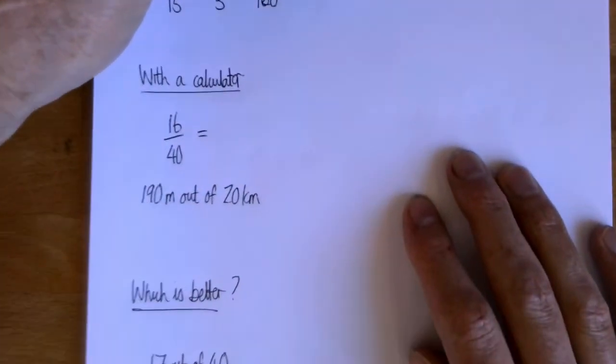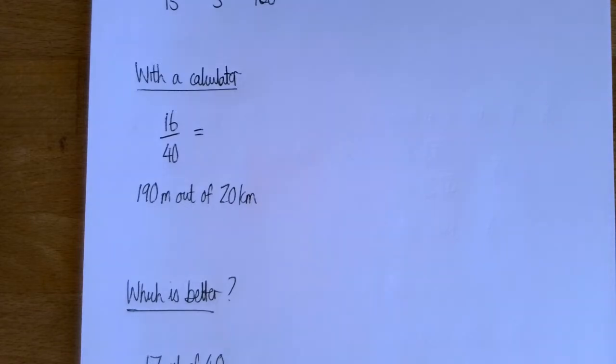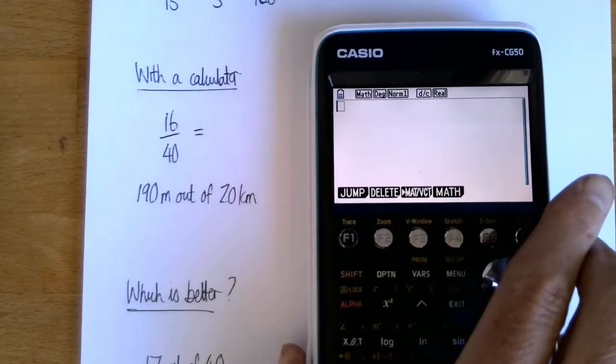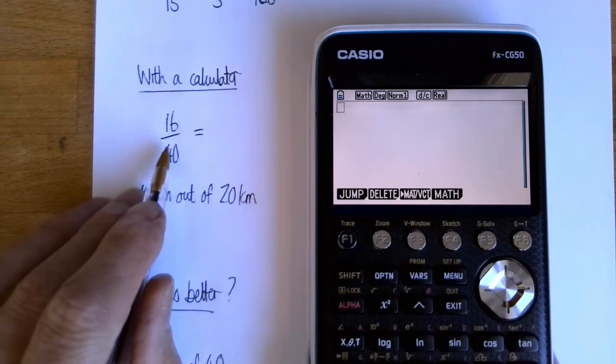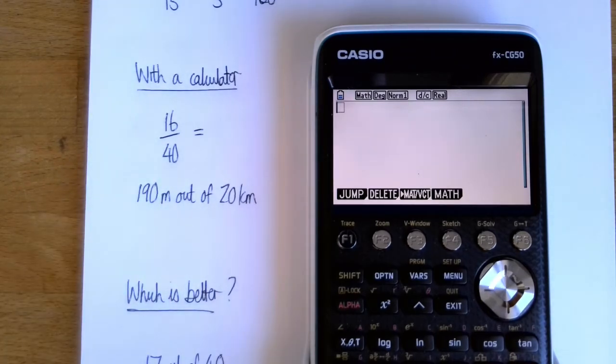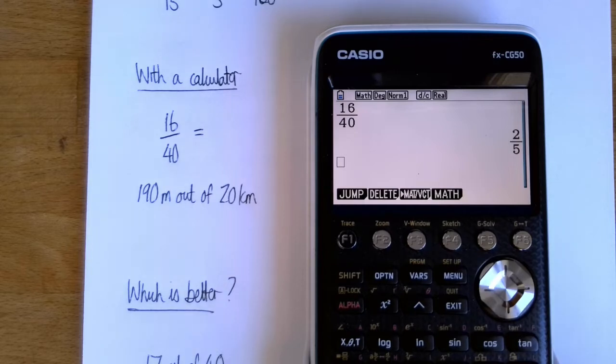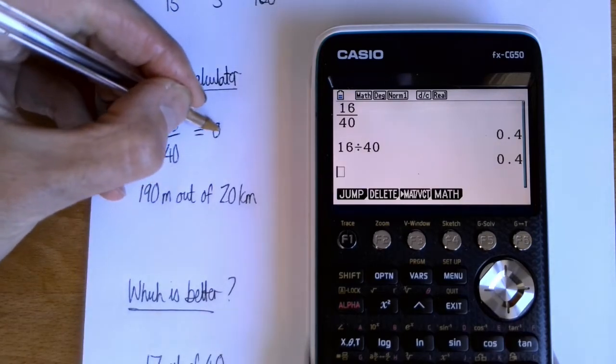If you've got a calculator, even easier. I know you'd all love a nice calculator like this. If you do A-level maths with us, then you'll get one. Anyway, we give it to you. So all I do is, to turn this into a percentage, I divide it out. I can either do that by using the fraction button and then pressing the S to D button, or I can just divide it. 16 divided by 40. I get, in this case, 0.4.